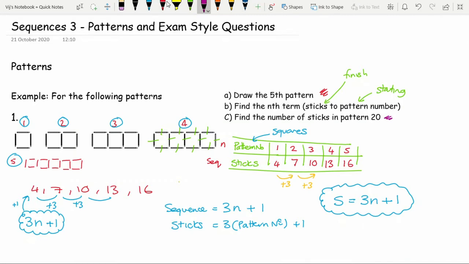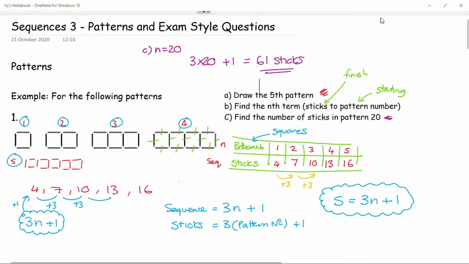And then finally for C, all I want to do is replace n with the value of 20. So I've got 3 times 20 plus 1, and that equals 61. So there's going to be 61 sticks in pattern number 20. Again, a question could ask you how many sticks there would be for 20 squares? Well, I could just swap n for s, for square, because the pattern number is the same as the number of squares, and I just need to substitute 20 in for that.